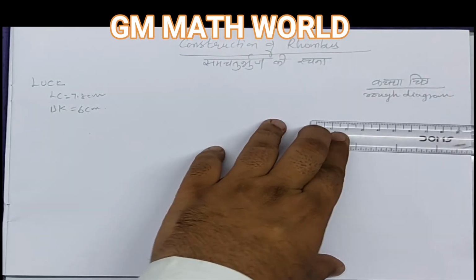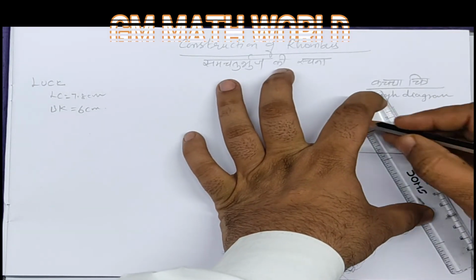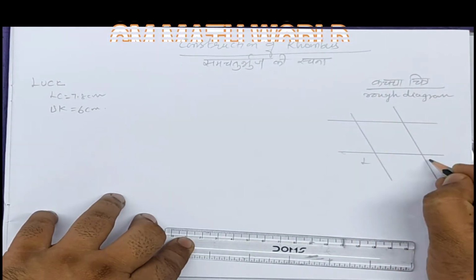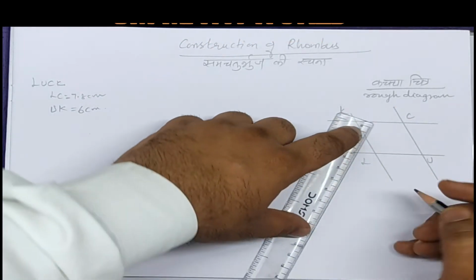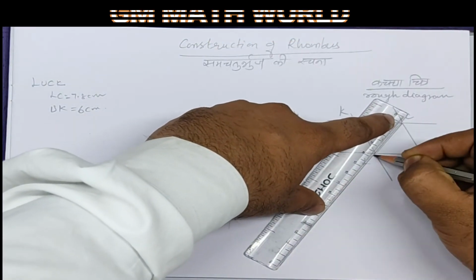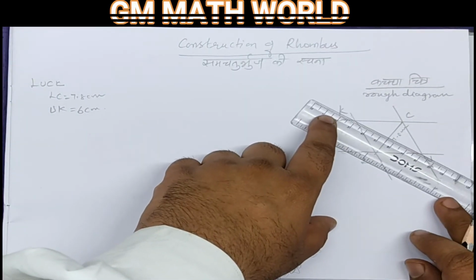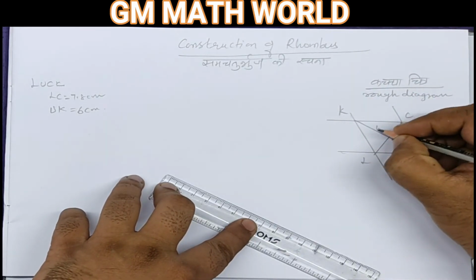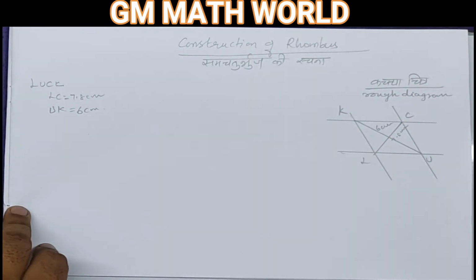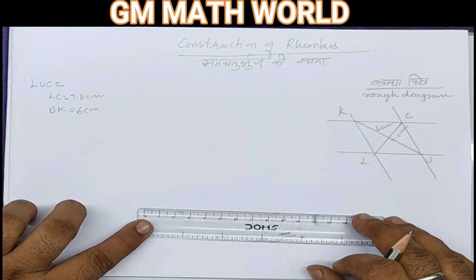Draw two parallel lines and another two parallel lines to intersect each other, and the name LUCK is written. First diagonal is 7.8 and another diagonal is 6 centimeter. Now put a point at 0 on the flat diagram, and at 7.8 centimeter put a dot, and join both the dots to get LC, and write 7.8 centimeter.